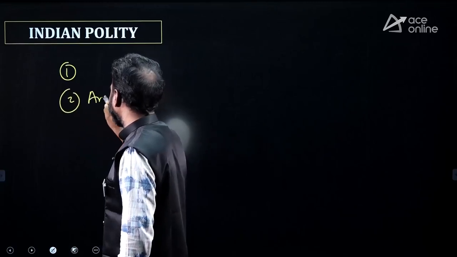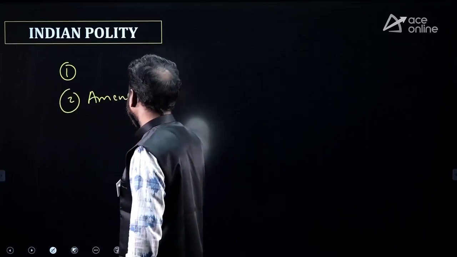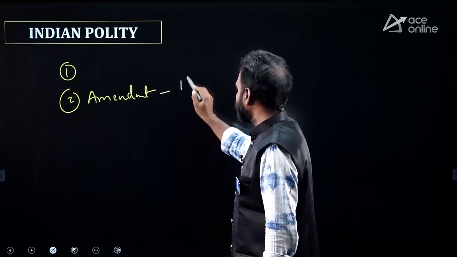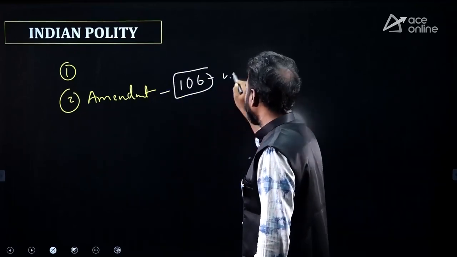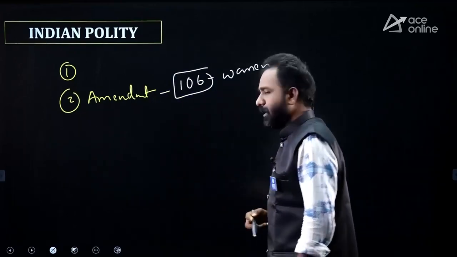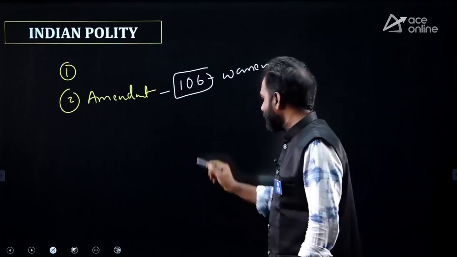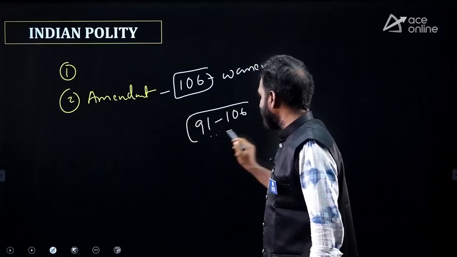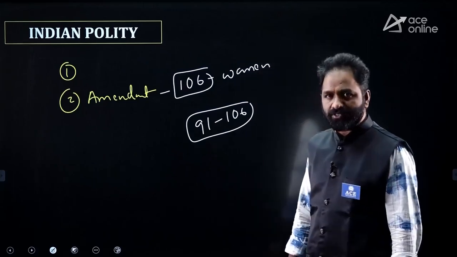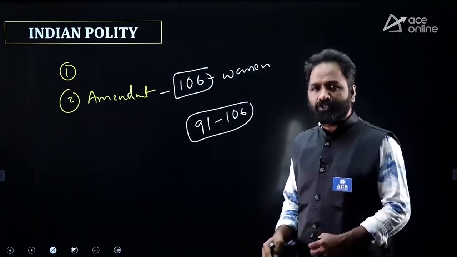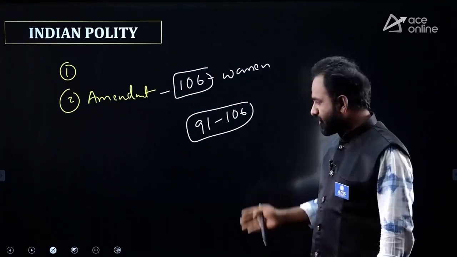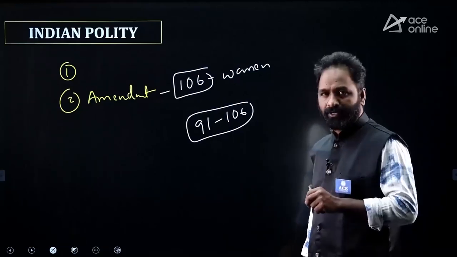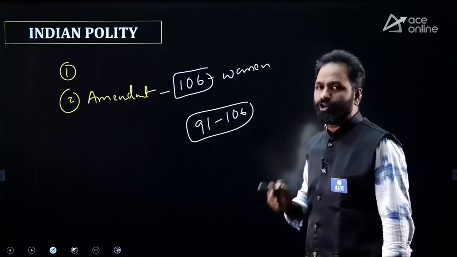Second one, recent amendments. You know amendment? Changing the constitution is called amendment. You know, recently the 106th amendment related to the women reservation bill. My strong opinion is, first of all, try to focus on the 91 to 106 amendments. There is a high possibility of questions on amendments. So till now in India, totally 106 times the constitution was amended. So 91 to 106 you have to remember.